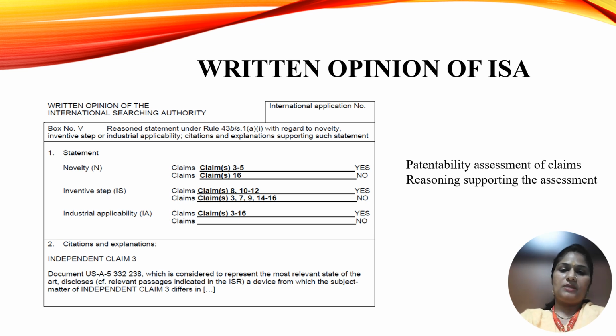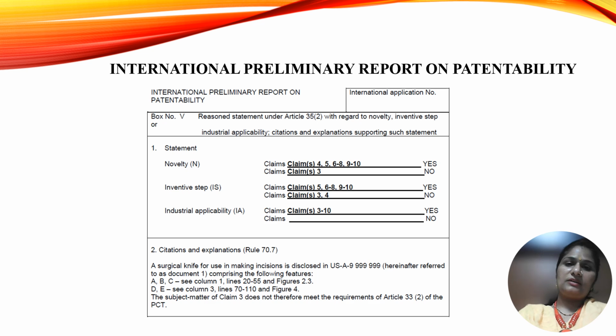So basically, the patentability assessment of claims would be judged, and the reasoning supporting the assessment would be provided in the written opinion of the ISA. Now we know that this step is optional. If you have requested an international preliminary report on patentability, then again you will get a report like this, wherein all the claims are judged on the basis of novelty, inventive step, and industrial applicability. Based upon that, the opinion would be shared in the report, and citations and explanations would also be provided in the international preliminary report on patentability.